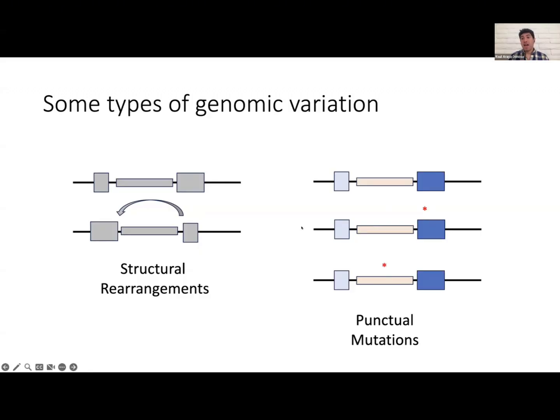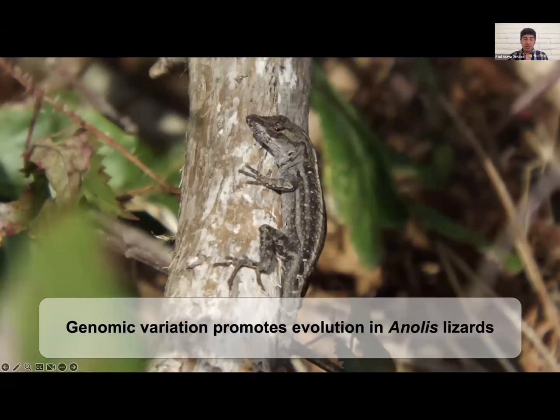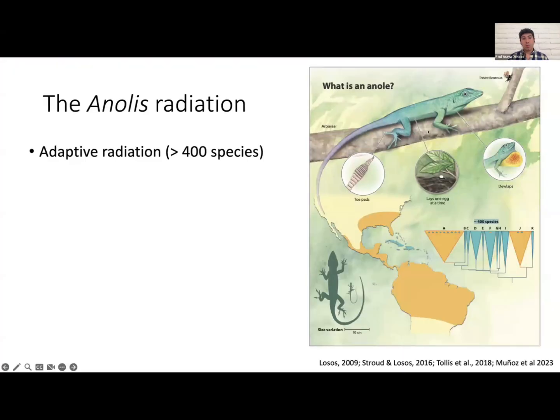But I want to study and understand how this affects the evolution of lizards. So I will show you this other project in which we are exploring how the genomic variation promotes the evolution of anolis lizards. And I'm sure you are more familiar with anoles because they live here in North America as well. So what is an anole?